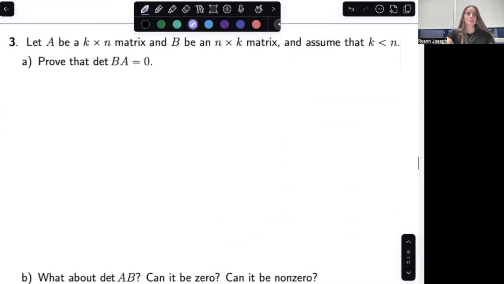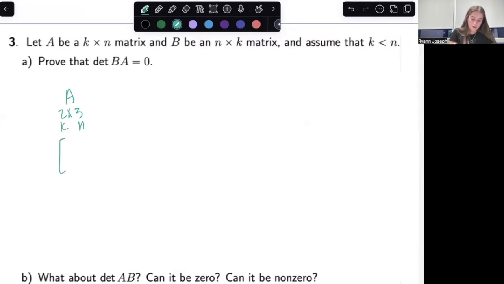And the last thing, the last worksheet question is kind of confusing, so we'll try to do it as well as possible. So let A be a K by N matrix and B be an N by K matrix, and assume that K is less than N. For our intents and purposes, I'm going to give those specific values so it's easier to conceptualize, but it does scale up arbitrarily for any K for any N, assuming that N is greater than K. So let's say that K is less than N.